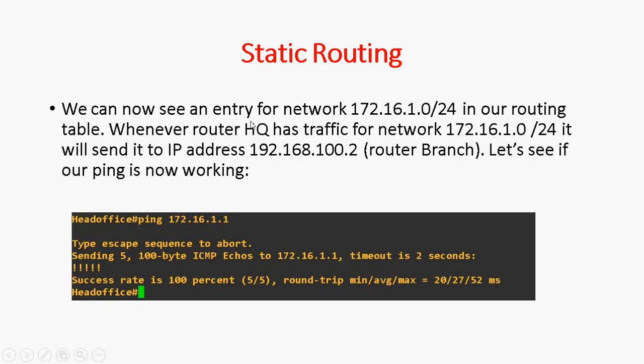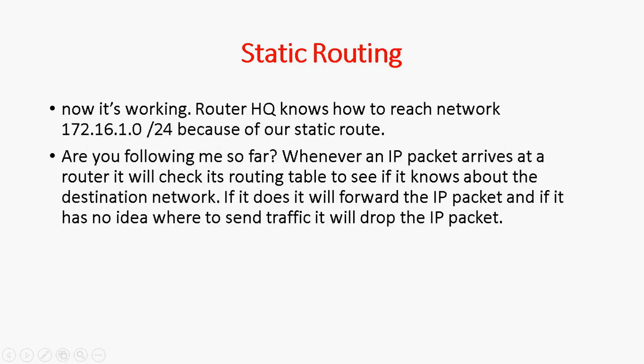We can now see an entry for network 172.16.1.0/24 in our routing table. Whenever the head office router has traffic for network 172.16.1.0/24, it will send it to the IP address 192.168.100.2, which is the next hop IP of the branch router. So let's see if our ping is working or not. I am giving ping 172.16.1.1. Now it's working fine. So the head office router knows how to reach the 172.16.1.0/24 network because of the static route.